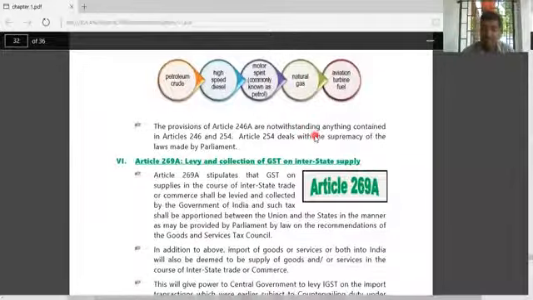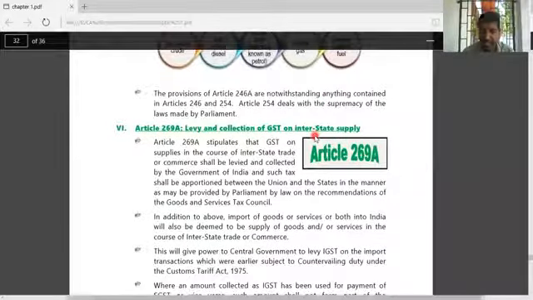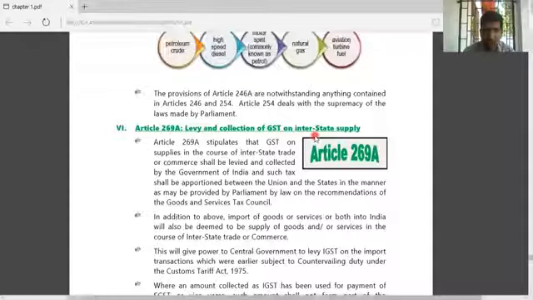Now Article 269A. So 269A was again introduced in the Constitution. What is it? Levy and collection of GST on interstate supply. We know that for intrastate supply it is CGST and SGST, and for interstate supply it is IGST. So Article 269A stipulates that GST in the course of interstate trade should be collected by the Government of India, and it should be apportioned between the Union and states in the manner provided by Parliament. So if it is an interstate supply, the tax will be collected by the central government and apportioned between the central government and state government in the specified manner.